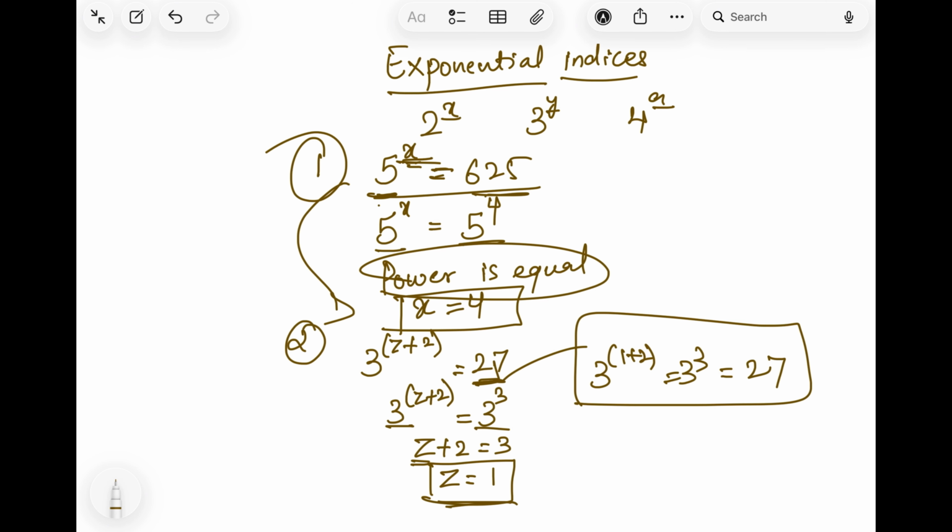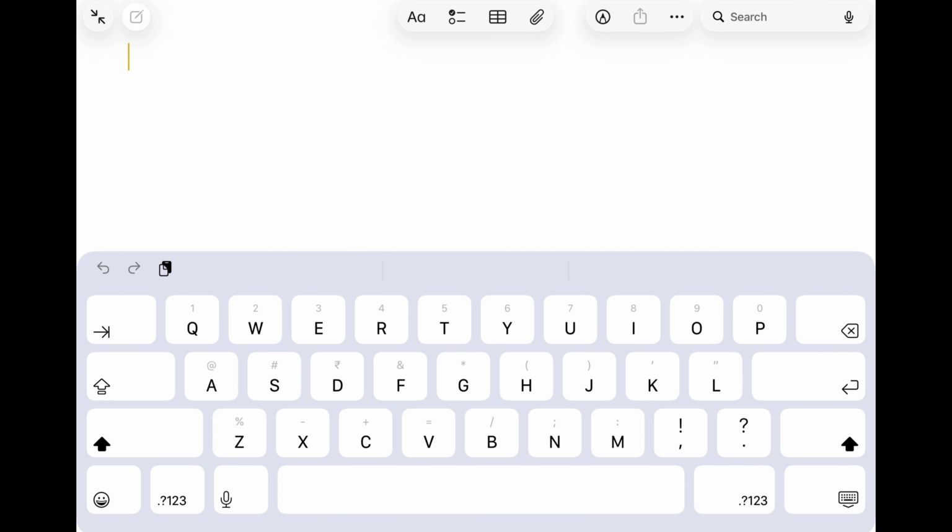That means in exponential indices, there will be a variable in the power, and we have to find the value of that variable. Okay. The next subtopic here is standard form. In the first we studied indices. I told you the chapter is indices, standard form and surds. Everything is in one chapter. So now we will move on to the standard form.